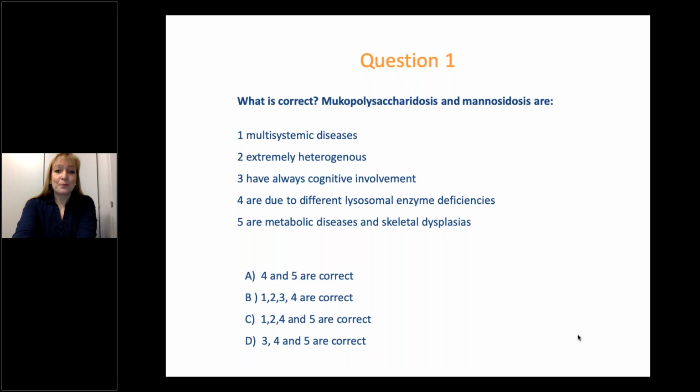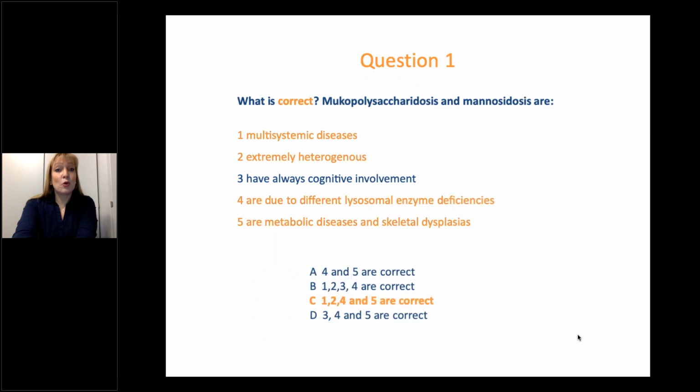I will show you the answer immediately. So what is correct was the question. For sure, they are multisystemic and extremely heterogeneous diseases. They have not always a cognitive involvement. As I told you, MPS 4 and 6 patients never have. And there are also some patients that have sometimes an involvement and sometimes not. So not all patients have a cognitive involvement, but they are due to different lysosomal enzyme deficiencies. This is correct. And they are metabolic diseases, enzyme deficiency, but also skeletal dysplasias, as I showed you at the beginning. So number C is correct.